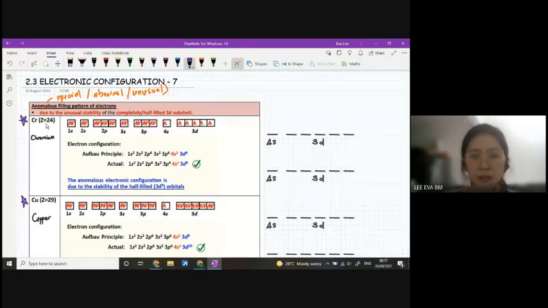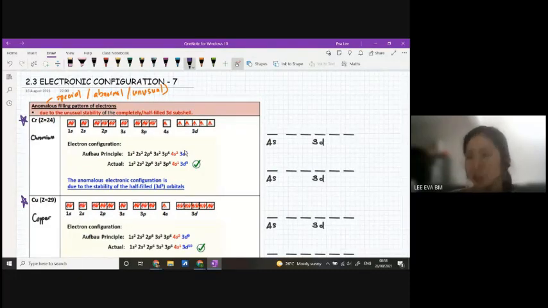If we use the Aufbau principle accordingly, we will achieve this electronic configuration, the first one. 1s2, 2s2, 2p6, 3s2, 3p6, followed by 4s2 and 3d4. Okay, so you have 6 valence electrons over here, 4s2, 3d4. Right, but then, why do we say it is anomalous filling?